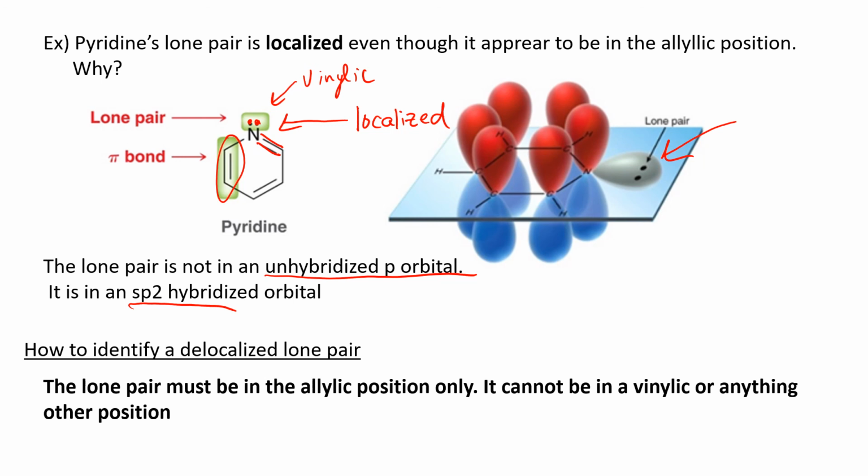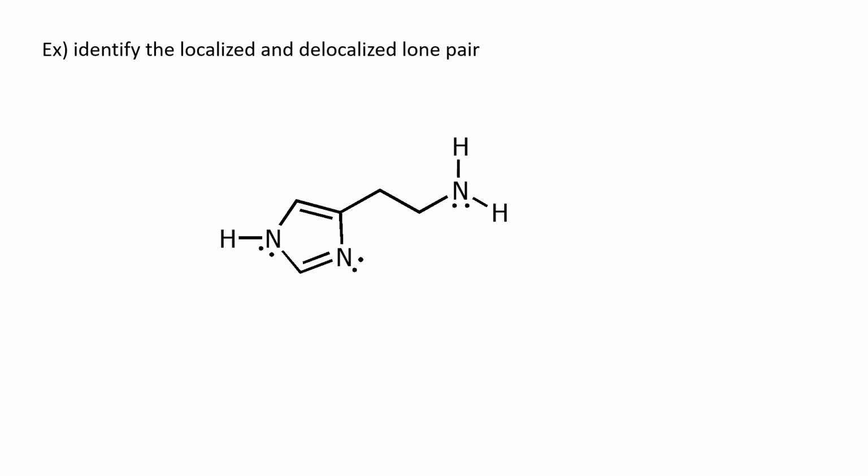So the quick and easy way to identify a delocalized lone pair is that you just want to look for that lone pair to be in the allylic position only. It cannot be vinylic or any other position. So let's look at a few examples. We've got 3 lone pairs, and we want to identify if they're localized or delocalized. And remember, delocalized is allylic position only. Everything else will be localized.